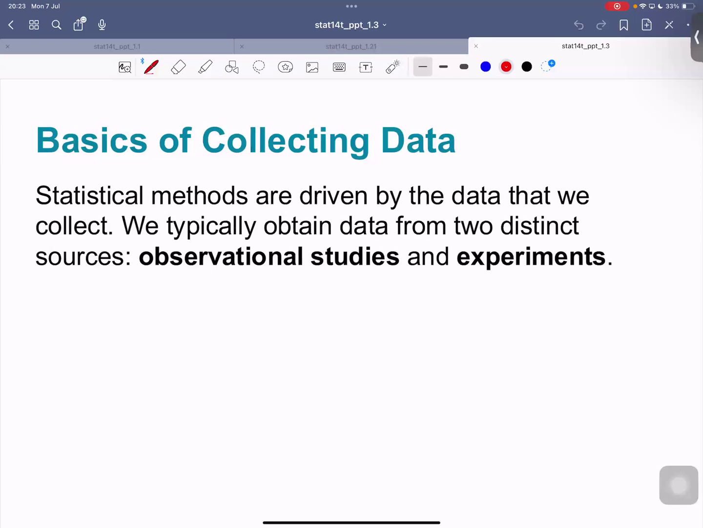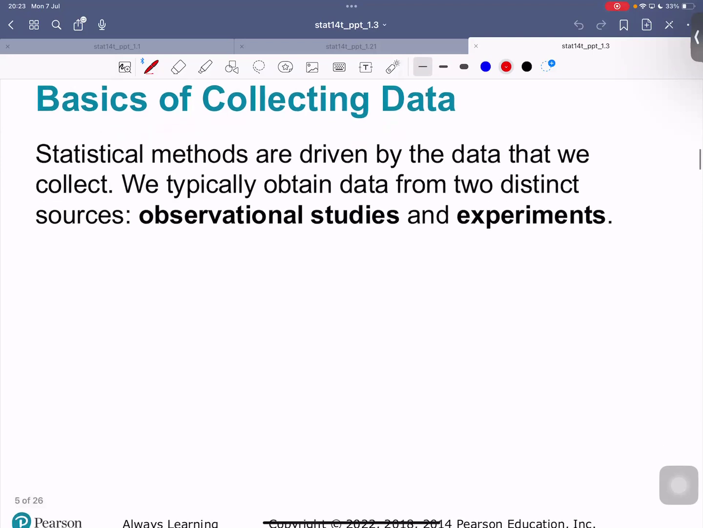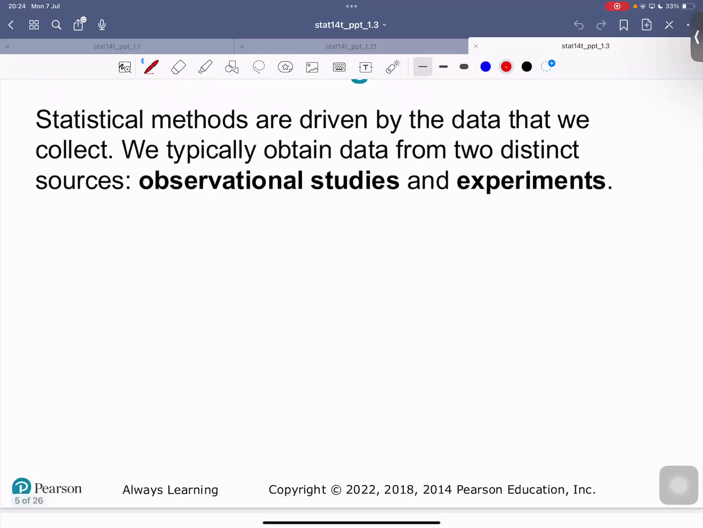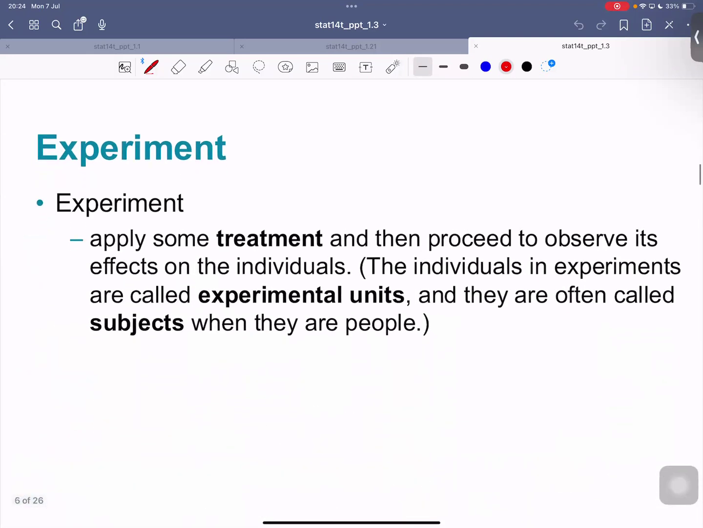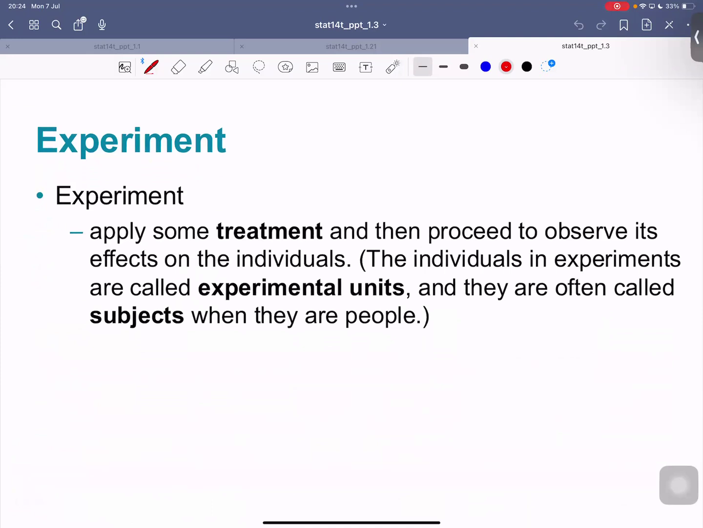Statistical methods are driven by the data that we collect. We typically obtain data from two distinct sources: observational studies and experiments. Yes, right. We observe everything, we study that one, or we do experiments. So those are two ways to collect data. For an experiment, apply some treatment and then proceed to observe its effects on the individuals. The individuals in experiments are called experimental units, and they are often called subjects when they are people.